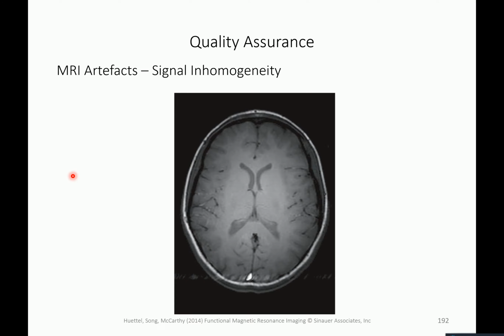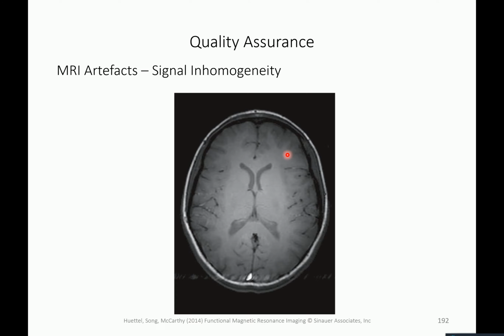MR signal inhomogeneity means that towards the center of the image, the data is much brighter than towards the edge of the image, which is also an artifact and not given by the sample itself. It used to be a bigger problem. It's especially a problem for things like cortex and white matter dissociation, segmenting.